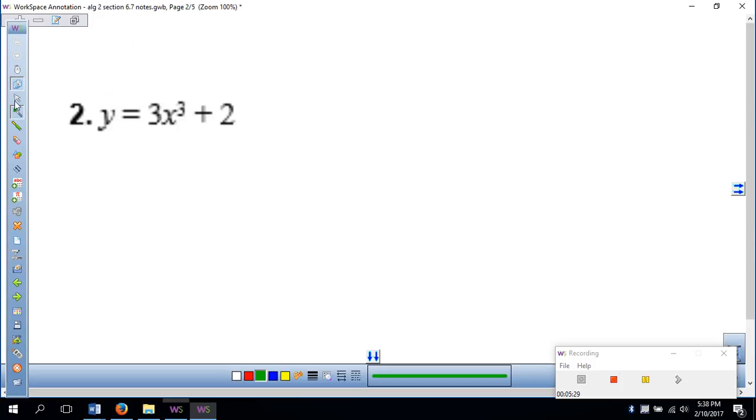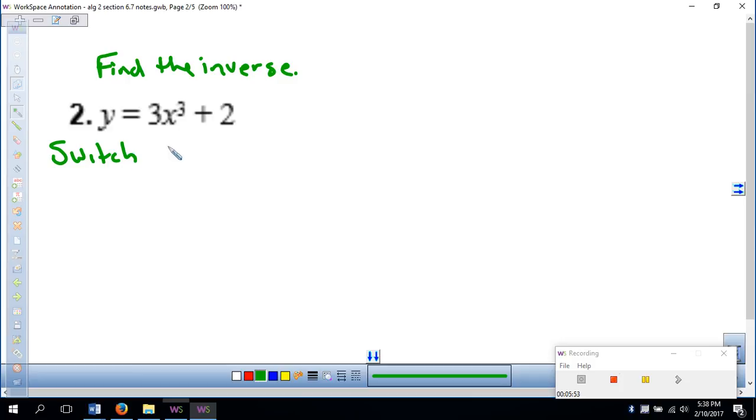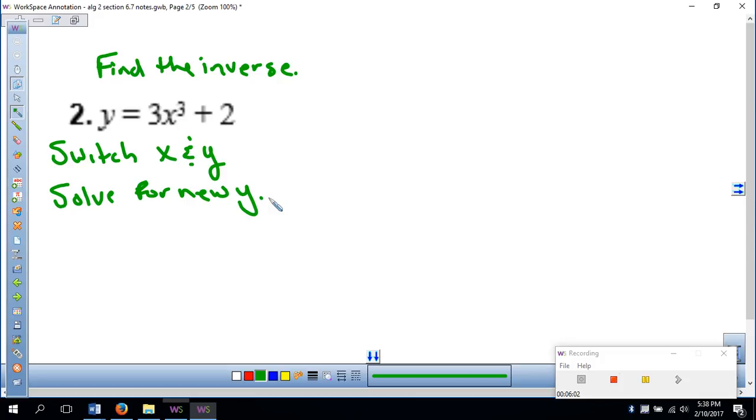All right, so let's say we were asked to find the inverse of this function. All right, so all we need to do is first switch the x and the y, and then solve for the new y. And the reason that's the inverse is that it is defined to be the reflection over the line y equals x. And to reflect over the line y equals x, you just switch the x and the y.